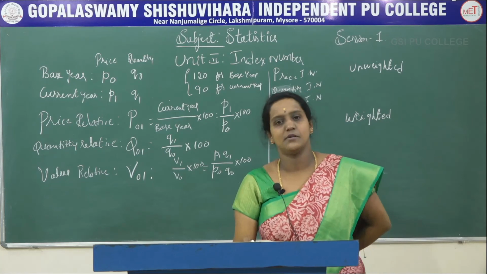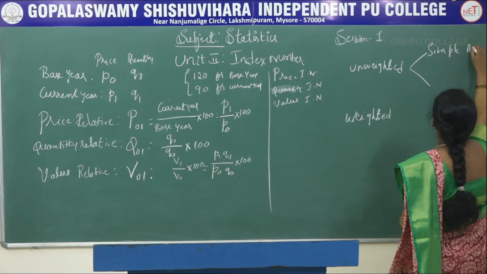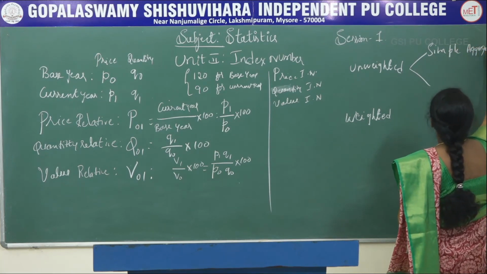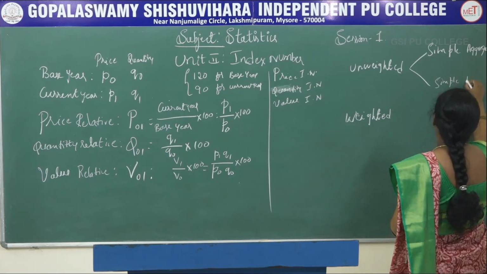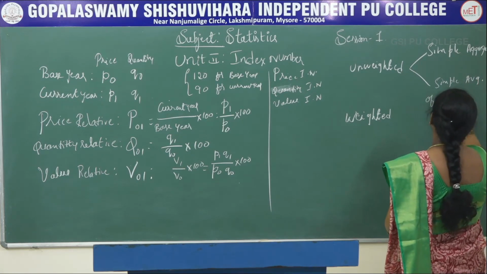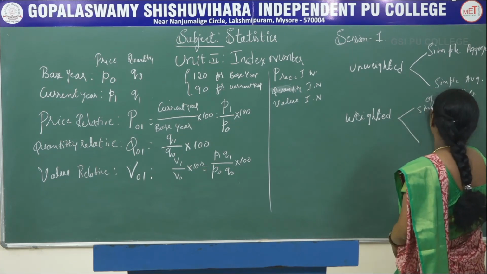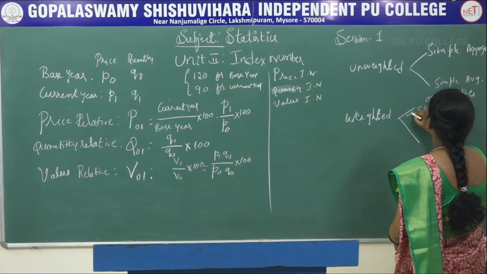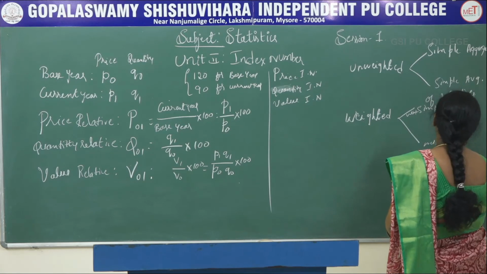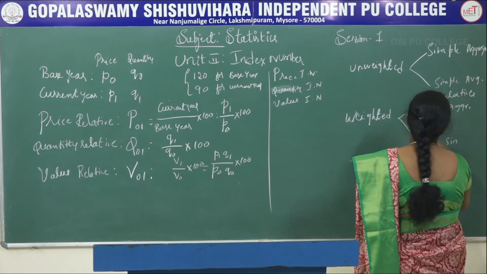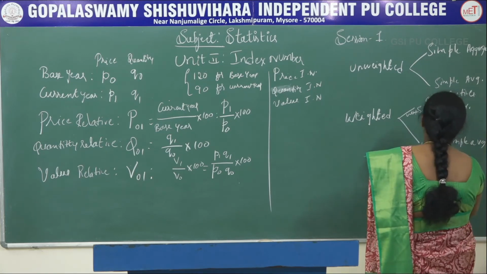In unweighted index number we have two methods, that is simple aggregative method and simple average of relatives. And again for weighted also, weighted simple aggregative and weighted simple average of relatives.